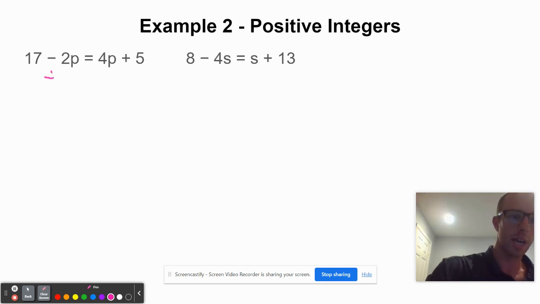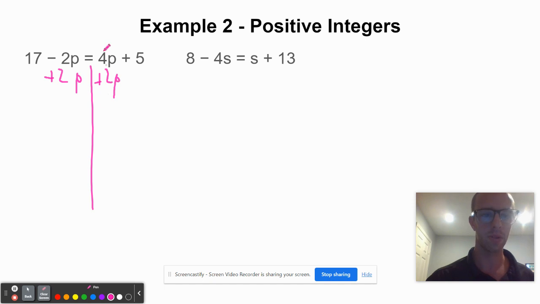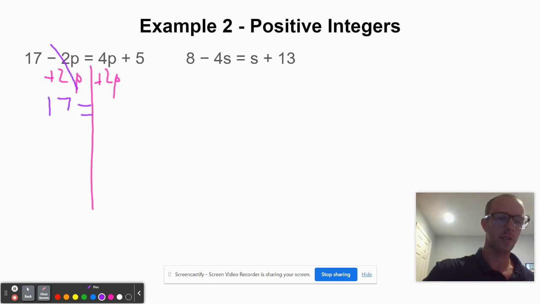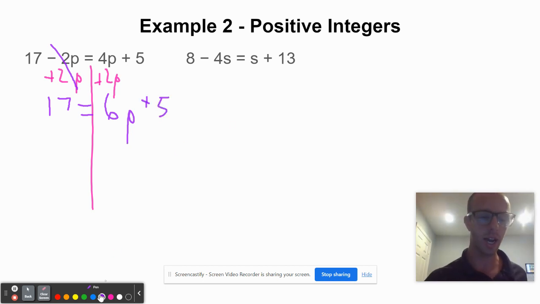So I'm going to add 2p to both sides. Again, notice how this is lined up. You have to line up the like terms. I can't do 5 plus 2p. Those are not like terms. All right, so now let's cancel these out. Only thing left on this side is 17. 4p plus 2p is 6p. Man, there's a lot of 6's in this. Plus 5 comes down. And now again, I have a 2-step equation.